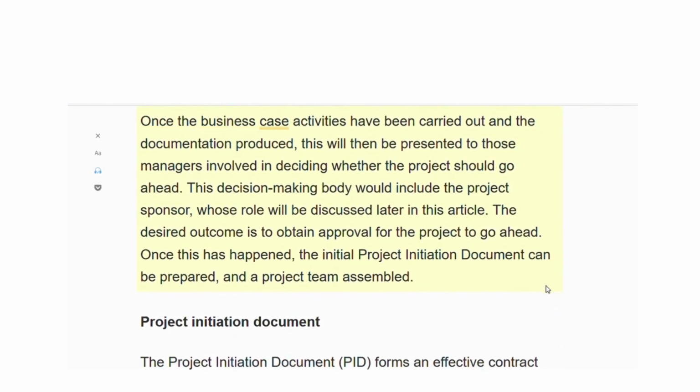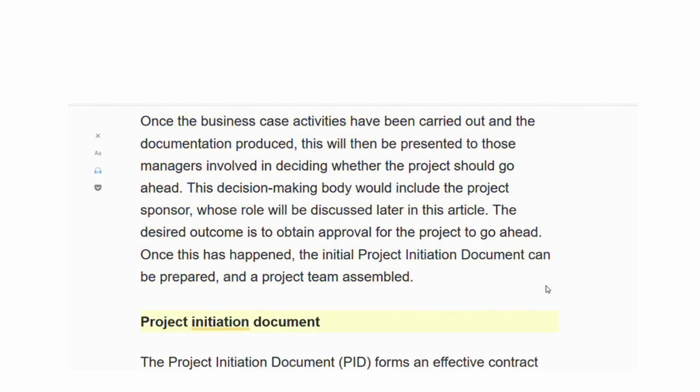Once the business case activities have been carried out and the documentation produced, this will then be presented to those managers involved in deciding whether the project should go ahead. This decision-making body would include the project sponsor, whose role will be discussed later in this article. The desired outcome is to obtain approval for the project to go ahead. Once this has happened, the initial project initiation document can be prepared, and a project team assembled.